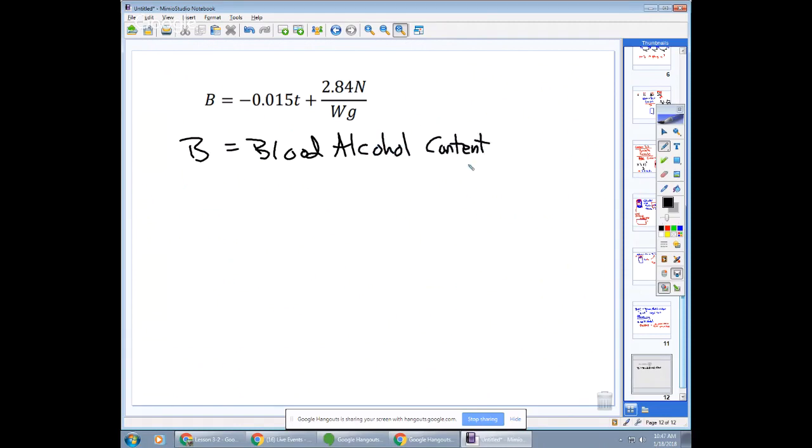And I'm not going to elaborate more on that at the moment. That was on the previous page. The T, that's the number of hours since your last drink. Next variable up here, capital N, that's the number of standard drinks. We've got to explore what a standard drink is.